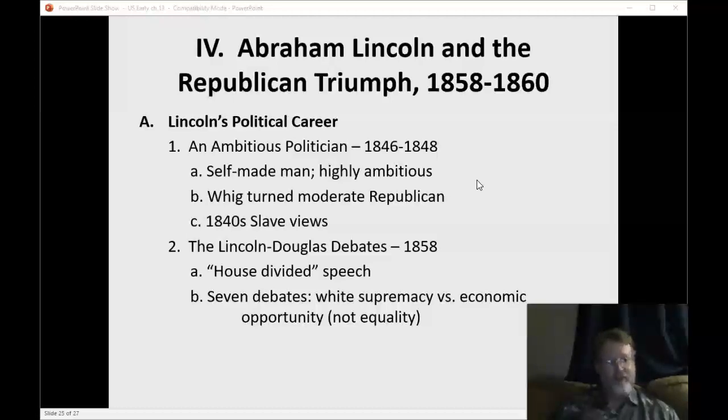He did not believe in black equality, but he also did not believe in slavery either, it seems, by the 1850s at least. In the 1840s, it's really unclear. But in the 1850s, he seems to have finally chosen a side. And the House Divided is ending slavery potentially. Although he does believe it has to be left to Congress. Ultimately, Congress must decide whether slavery continues or not. Not his decision to make.